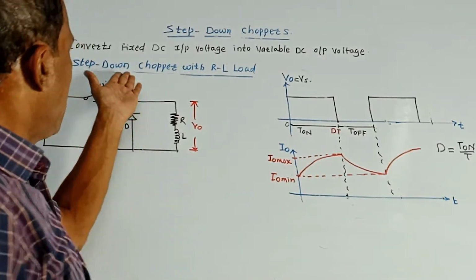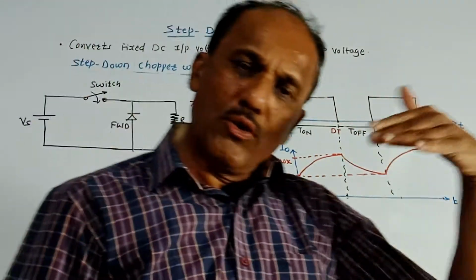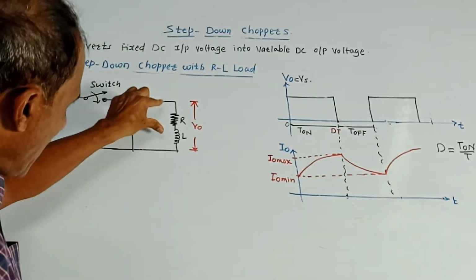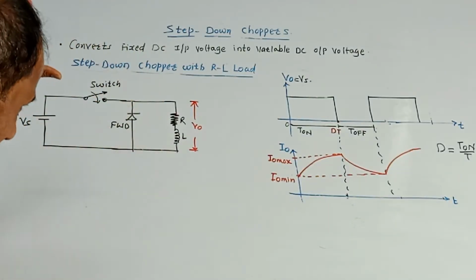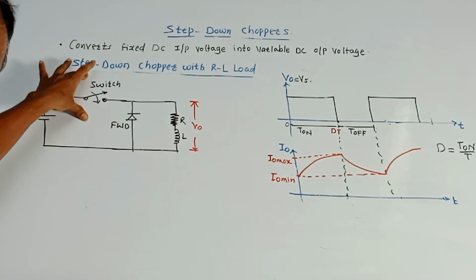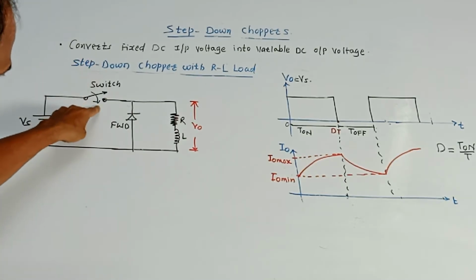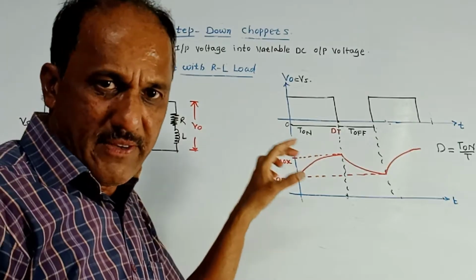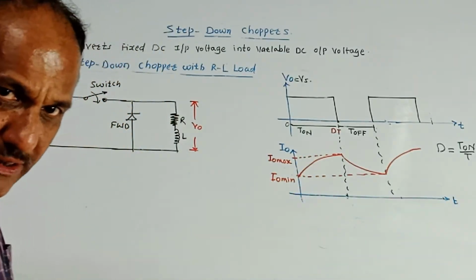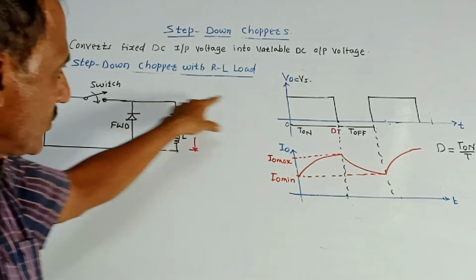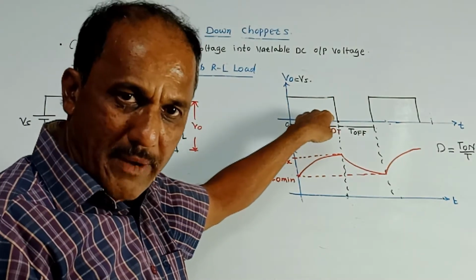Next part is step down chopper with RL load. The only major difference is that instead of R, we have shown an RL load, that is, an inductor is shown. Now this is an electronic switch like the earlier case. Whenever the switch is closed, this FWD, freewheeling diode, will be reverse biased, and whatever source voltage is there will appear directly across the output. So you're getting this type of waveform at the output.